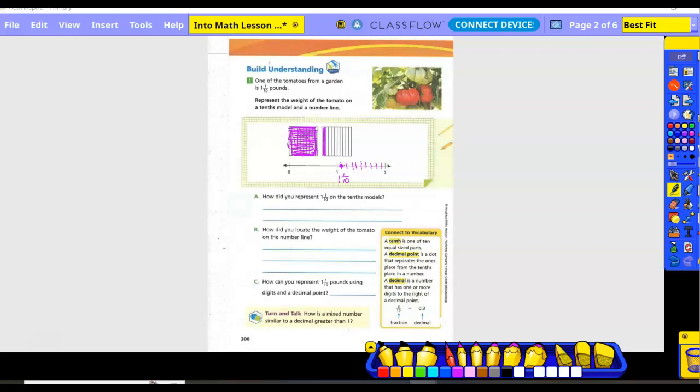And when we're doing tenths, it goes one place past the decimal, right? Okay. So how can you represent 1 1/10 pounds using digits and a decimal point? Okay, so my whole numbers go in front of the decimal, right? So what is my whole number? 1. So I'm going to have 1, decimal, and then how many tenths do I have? 1. So I'm going to write 1 decimal 1 pounds.